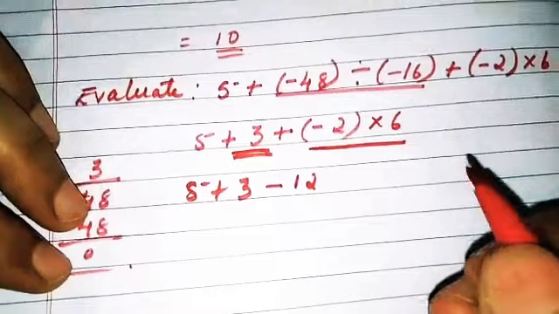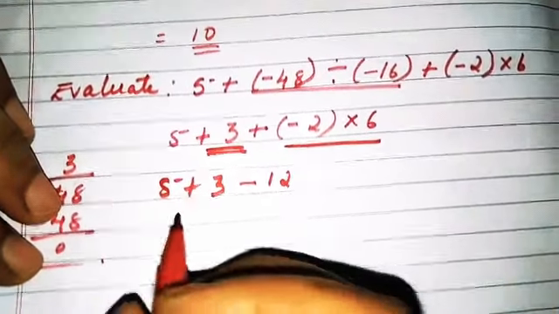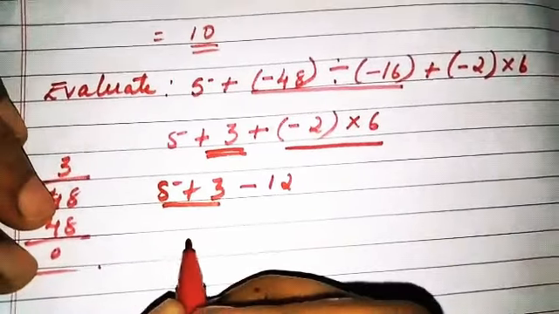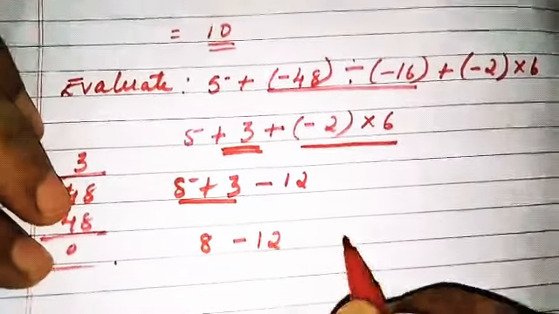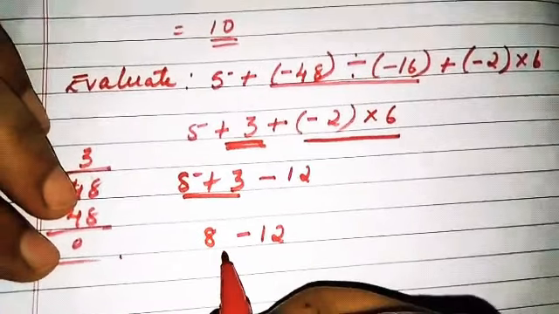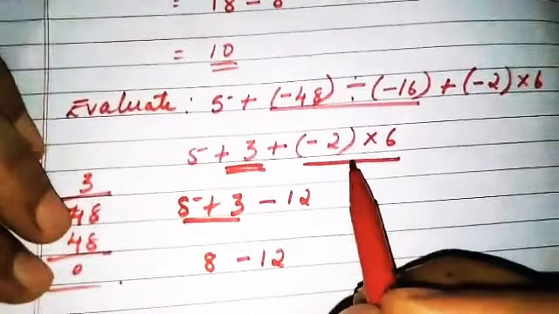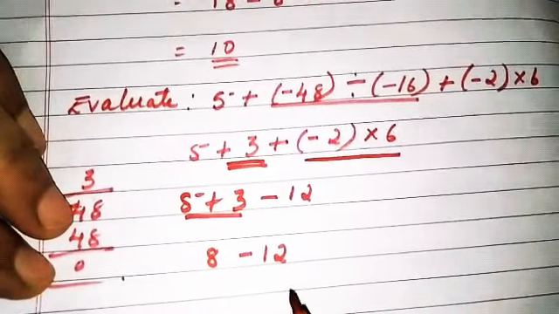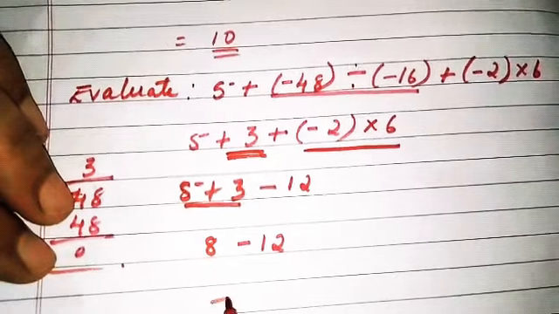So the third operation that we perform here is addition. So finally we add 5 plus 3, that's the next operation. That gives us 8, and then it's 8 minus 12. The last thing that we do is we subtract, because it's DMAS. Division, multiplication, addition, and lastly we do subtraction. So 8 minus 12 gives us minus 4.